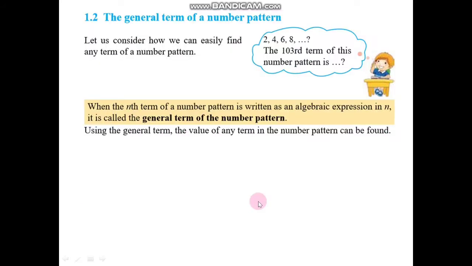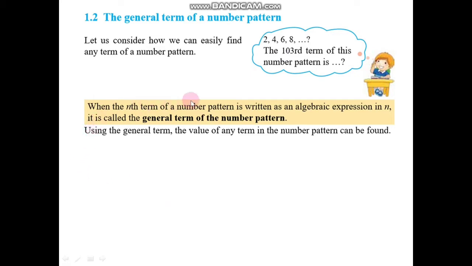General term of a number pattern. Let us consider how we can easily find any term of a number pattern. See, this little guy has a question: to find the 103rd term of this number pattern. Well, is it possible to continue writing 1, 2, 3, 4, 5, 6 up to 103? No, that's ridiculous. Let's see whether we have an easy method.